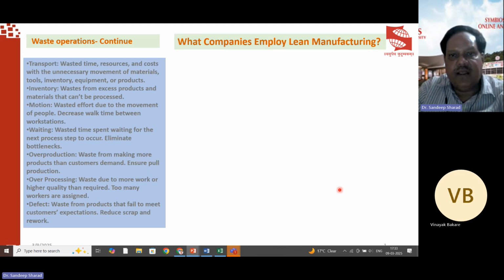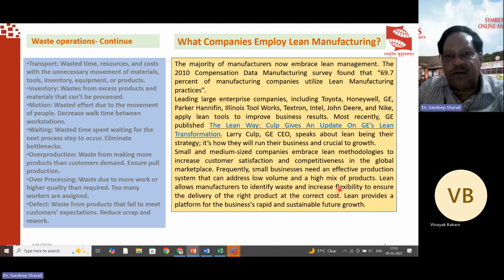What companies employ lean manufacturing? The majority of manufacturers now embrace lean management. A 2010 manufacturing survey found that 69.7% of manufacturing companies utilize lean manufacturing practices. Leading large enterprises, including Toyota, Honeywell, GE, Parker Hannifin, Illinois Tool Works, Textron, Intel, John Deere, and Nike, apply lean tools to improve the business's results.